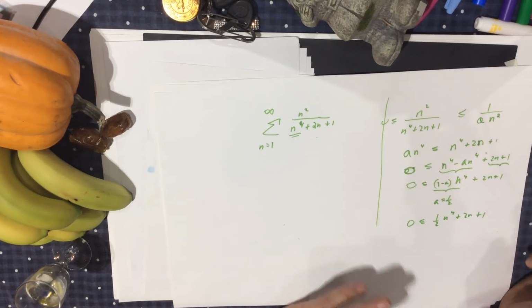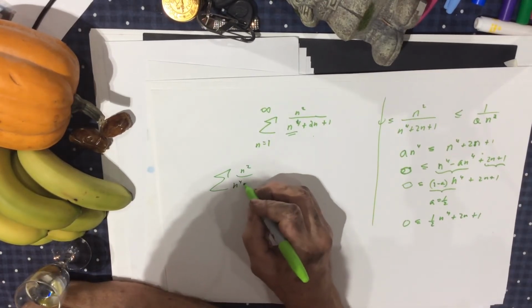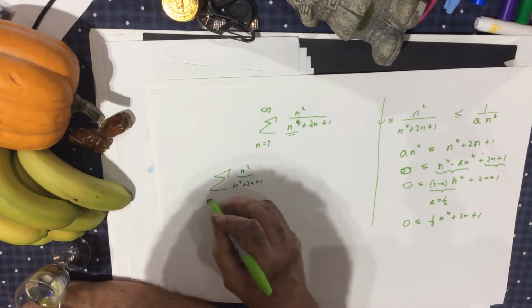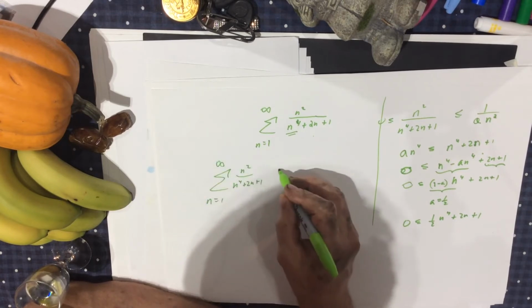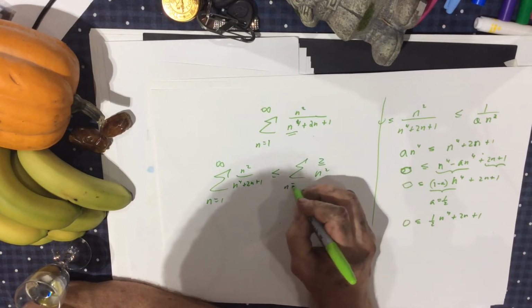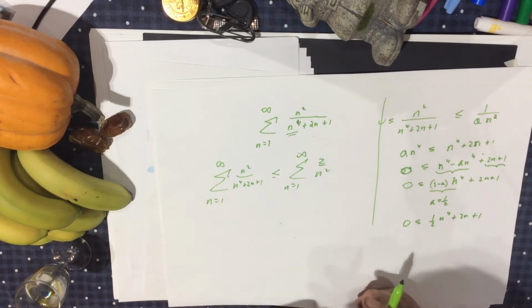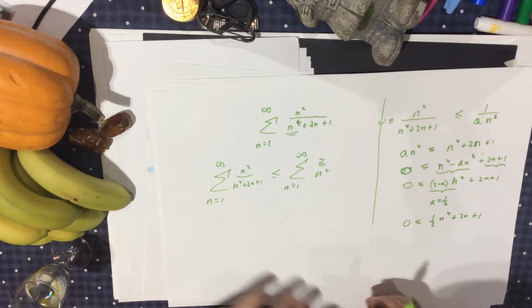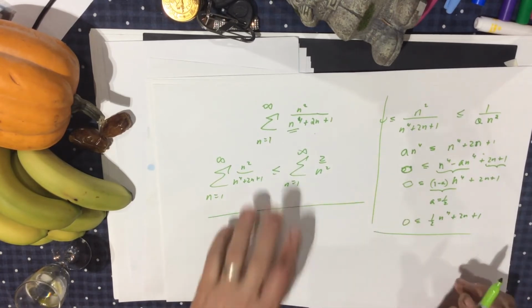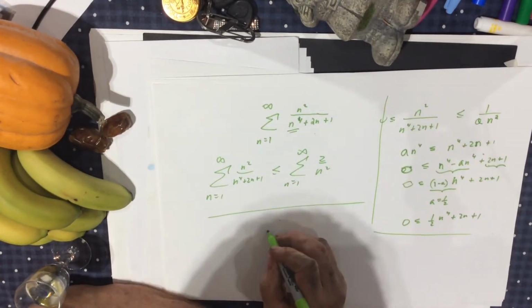So what do we have? We now have that the sum of n squared over n to the fourth plus 2n plus 1 is less than or equal to the sum of 2 over n squared, which by the p-test converges. Therefore, this one converges.